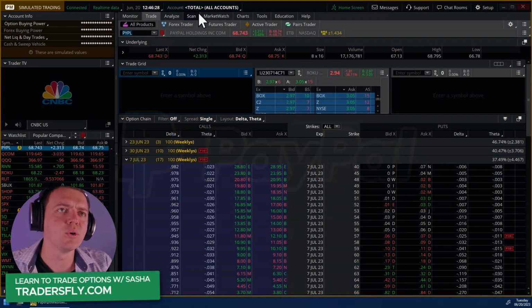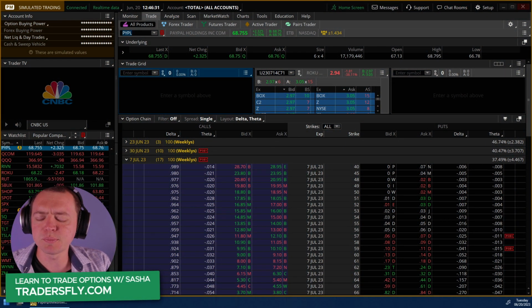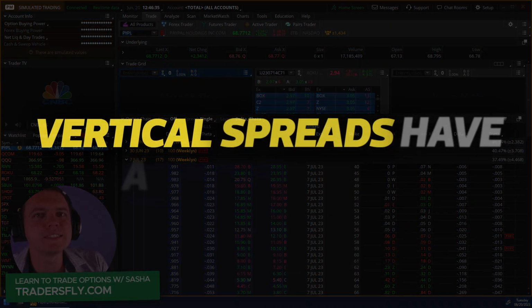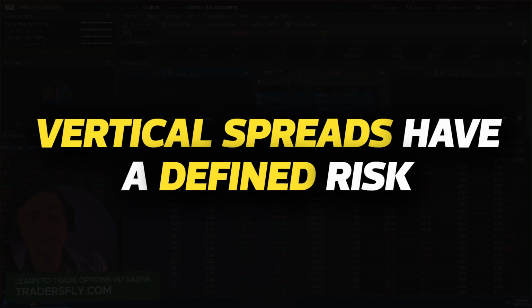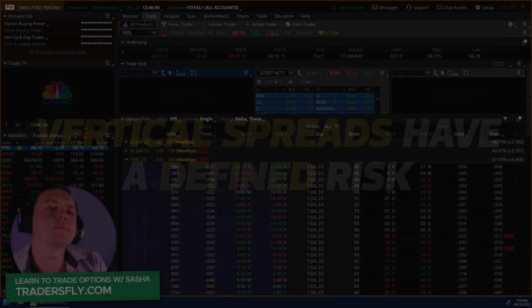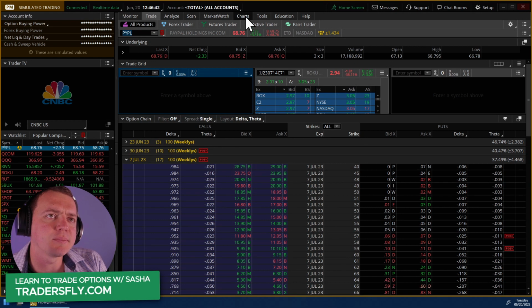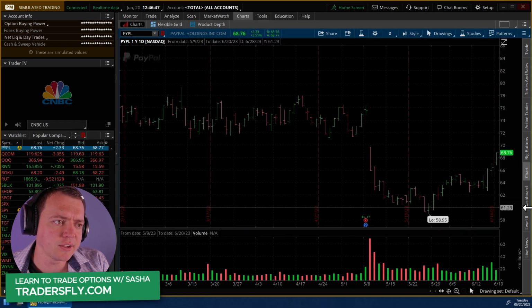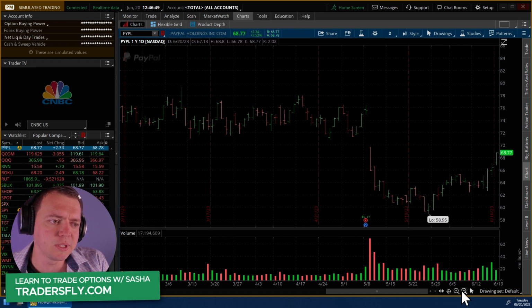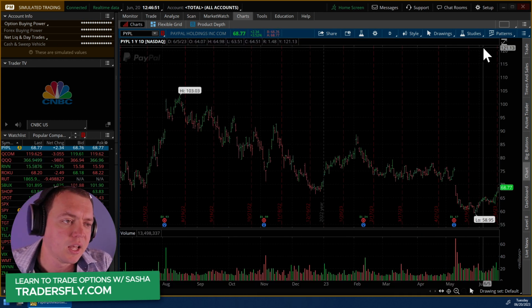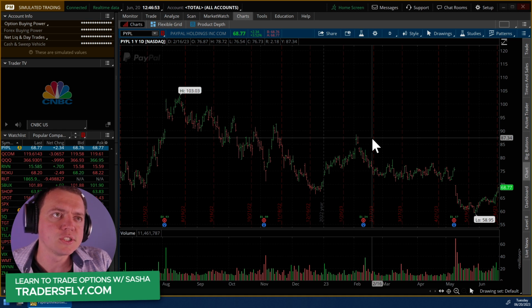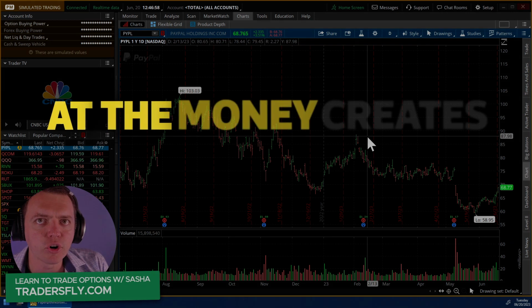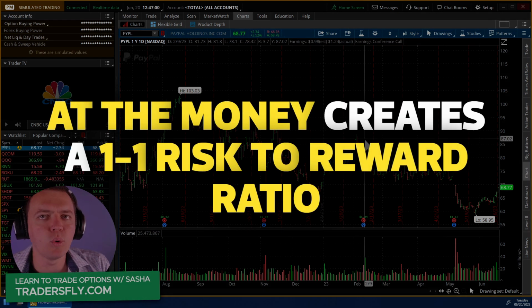As we go into vertical spreads, one of the things about them is that they have a really nice defined risk when you do the construction and setup. So how would we look at something like this? Well, if we go to the charts and look at PayPal, you can see it's starting to push into this higher price, and you might say, I'm interested in this stock, I want to go ahead and do it. One way to do that is an at the money vertical spread, and an at the money creates a one-to-one risk to reward.